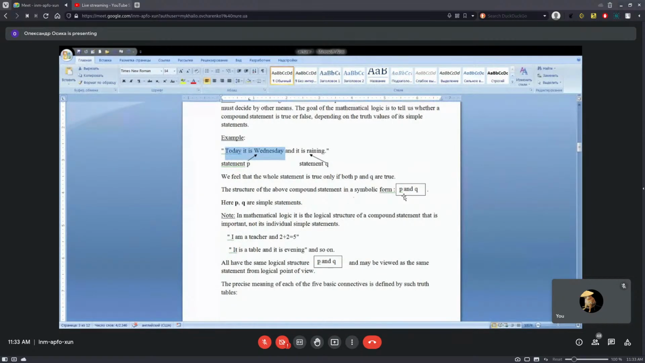Here, P and Q are simple statements. So the logical structure of a compound statement is what is important, not the actual statement instead of P and the actual statement instead of Q. For example, I'm a teacher and 2 plus 2 equals 5. Not much of a sense in this sentence. But still we see that this is a simple statement, this is a simple statement. This is, of course, true. This is, of course, false. And this one, we have to decide whether it is true or false, depending on who I is.